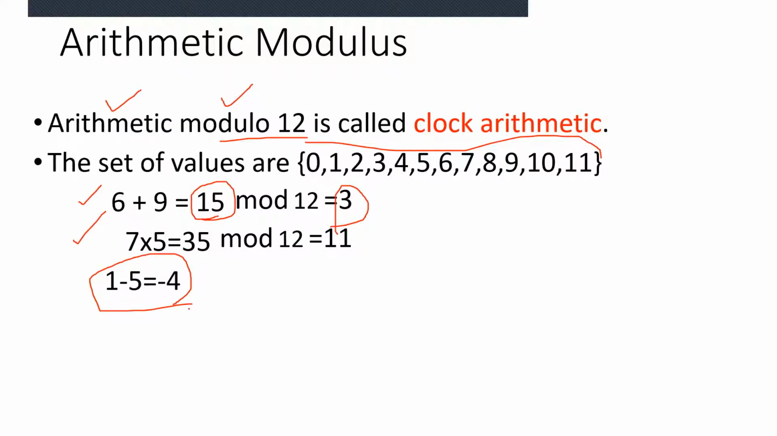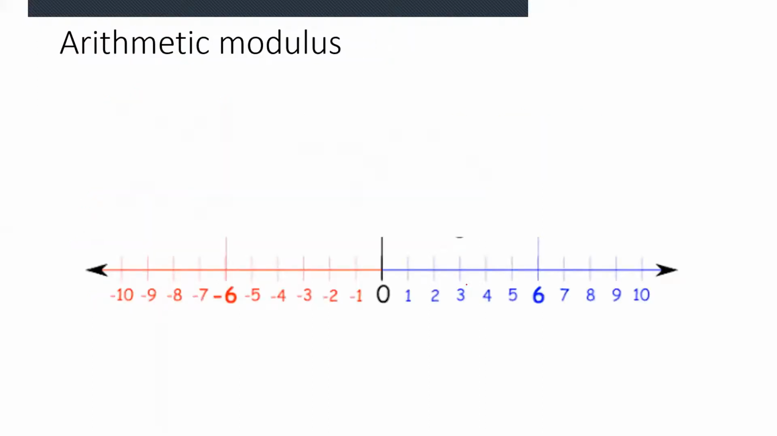When you find the mod of a negative number, in this example you again perform the subtraction. 1 minus 5 will give you minus 4. After that, you find mod with 12. So the answer will be 8. How is it done? It is not like finding the remainder. It is a little different.